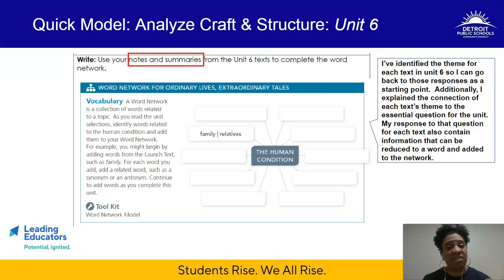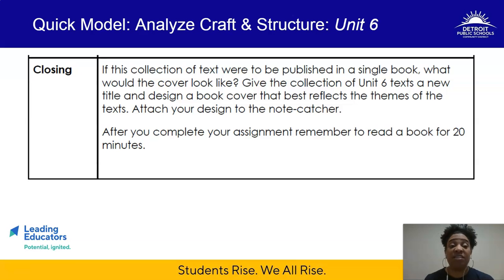And when you come up with that one word or one idea for each text, you're going to put it in your vocabulary word network. And it's going to show you how each text connects to the human condition visually. To close, I want you to do some creative thinking here. You've engaged in this type of work before for previous texts. And you're going to think about if this collection of texts were to be published in a single book.